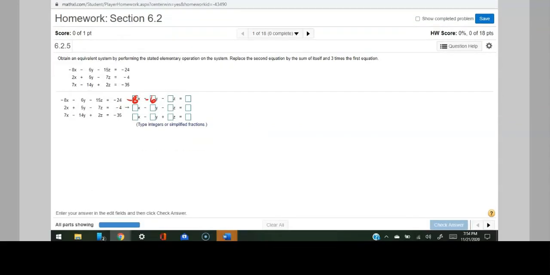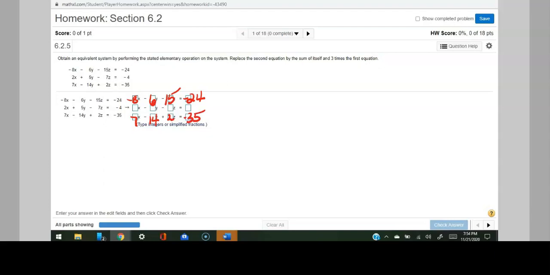So let's do this. Erase, I said. Okay, so this is going to be a negative 6. This is going to be a negative 15 z's, and this is going to be a negative 24. Okay, the bottom row isn't going to change. So that's a 7. That's a negative 14. It's already negative. That's a 2. And this is a negative 35.